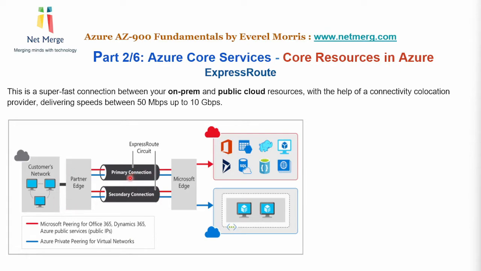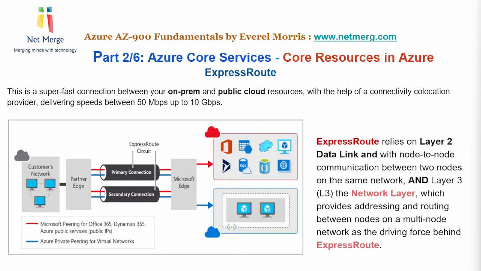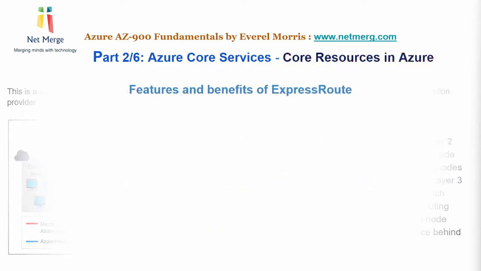But this is a layout of ExpressRoute in motion, and you're looking at the different conduits and how it actually works. Now, understand ExpressRoute relies on layer 2 data link with node-to-node communication between the two nodes on the same network, and layer 3, L3, the network layer, which provides addressing and routing between the nodes on a multi-node network as the driving force behind ExpressRoute. So if you're connecting your on-prem to the cloud, you want to use ExpressRoute. It's a really fast and efficient way to connect your on-prem data site to the cloud.